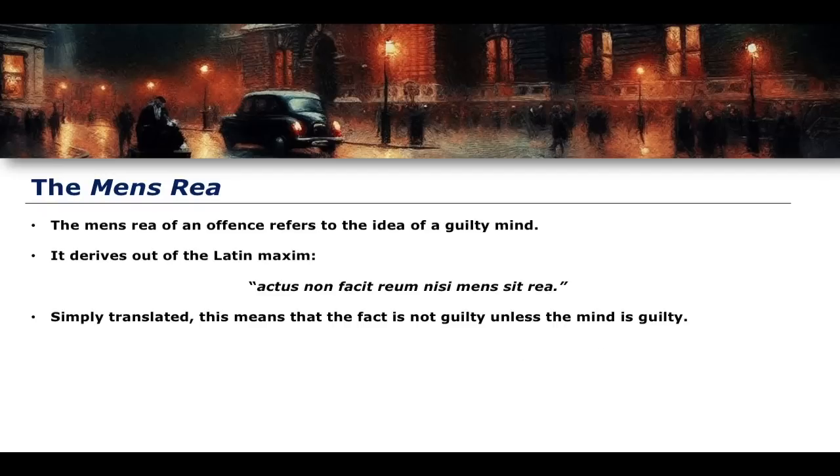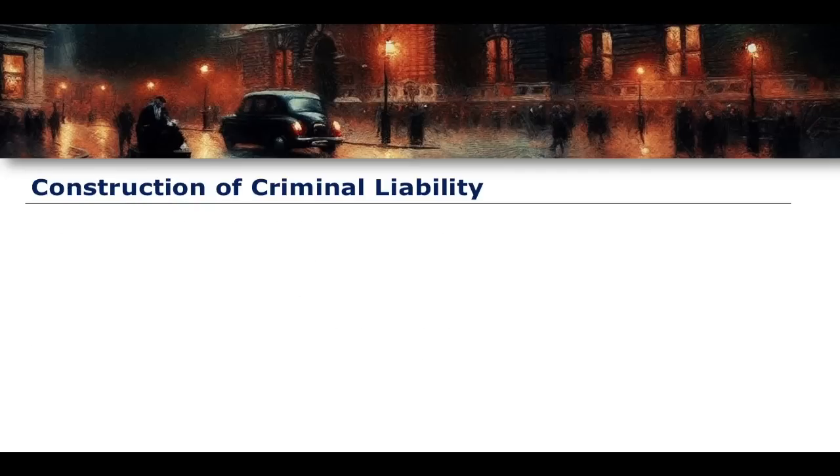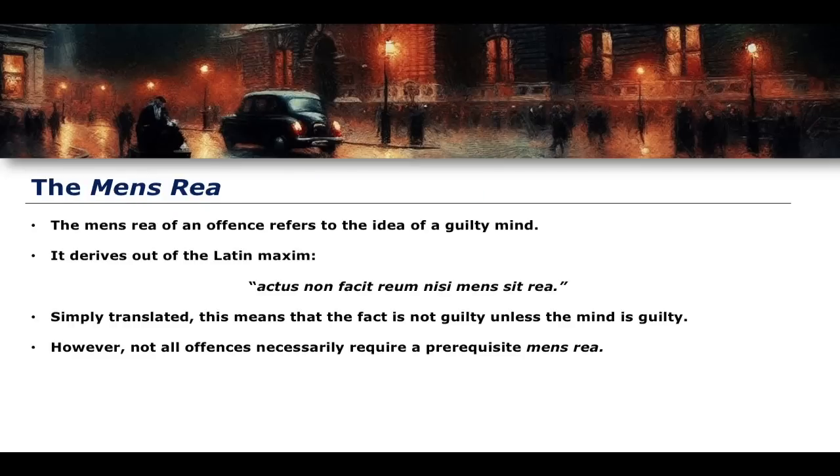Now, not all offences necessarily require a prerequisite mens rea. There are offences known as strict liability offences, where a mens rea is not required. So, for example, driving a car without insurance. You might not know that you don't have insurance at the time that you're driving a car, but that still doesn't stop it from being an offence. Certain sexual offences against children also fall into the category of strict liability, where it doesn't matter if you believed reasonably that the person you are engaging in sexual acts with was of age. It's irrelevant if they're under a certain age, okay? But generally speaking, a crime requires a mens rea, it requires a guilty mind.